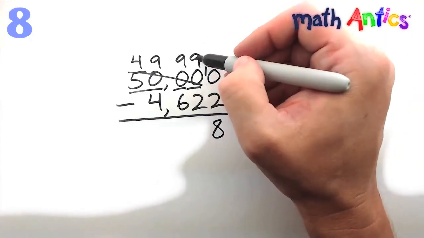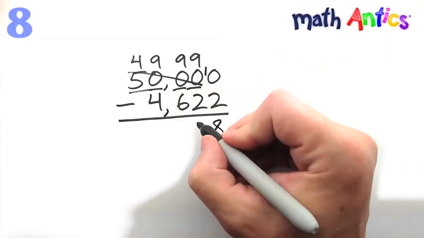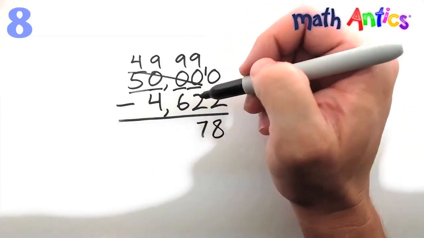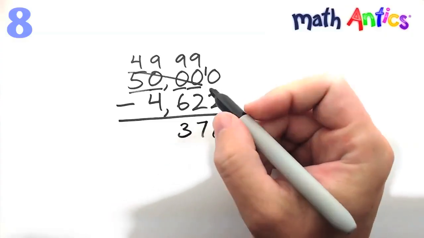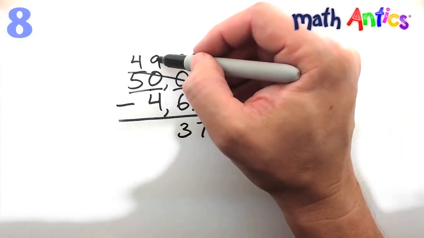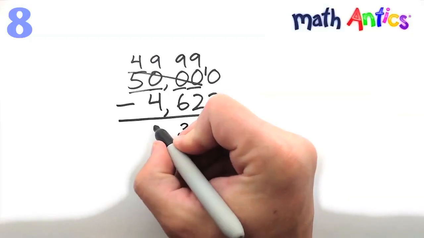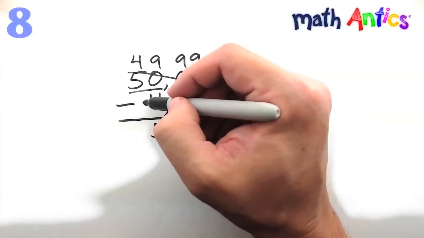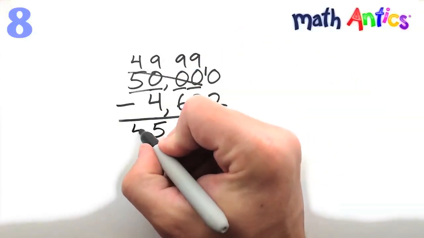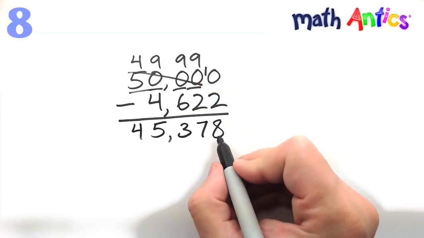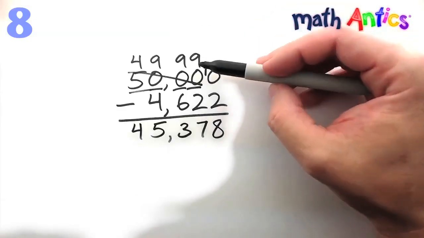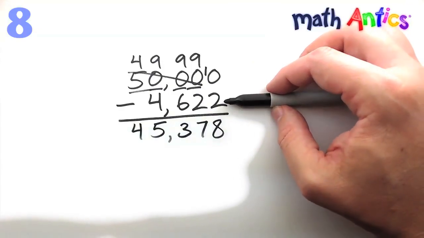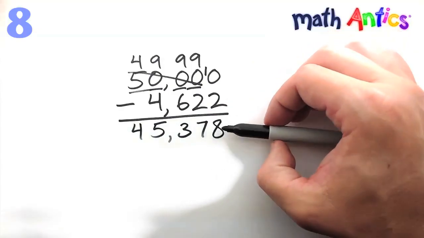Go on to the next column. We now have 9 minus 2. 9 minus 2 is 7. That goes right in the answer line. Now, next column, 9 minus 6. 9 minus 6 is 3. Goes in the answer line. Next column, we have 9 minus 4. And 9 minus 4 is 5. So put that in the answer line. Now we have 4 and nothing to subtract from it. So 4 goes in the answer line. We'll put in our comma after 3 digits so it's easier to read. And we see that 50,000 minus 4,622 equals 45,378.